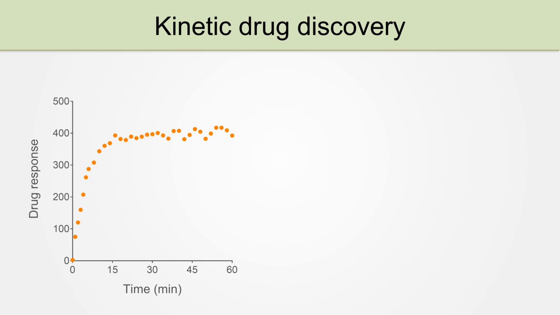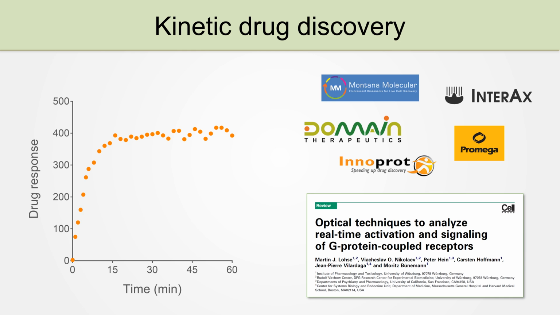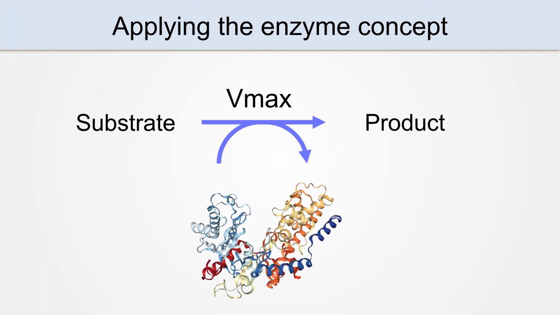This is now being done routinely using biosensors of signaling, which emerged from new technology for measuring signaling in real time. What we need to do now is to convert the time course data into drug parameters that we can use to optimize new therapeutics. At Pharmacanics, we developed a data analysis framework that enables you to do this. We did this using the framework of enzyme kinetics.